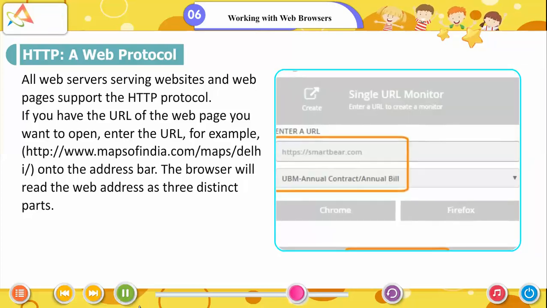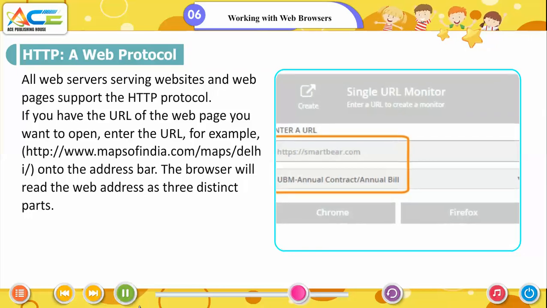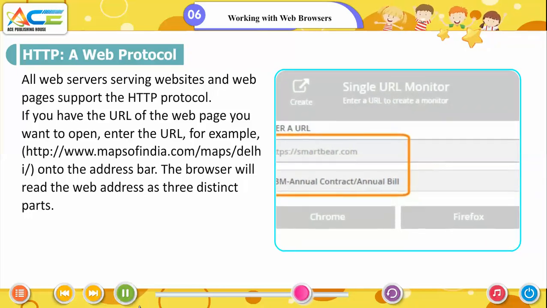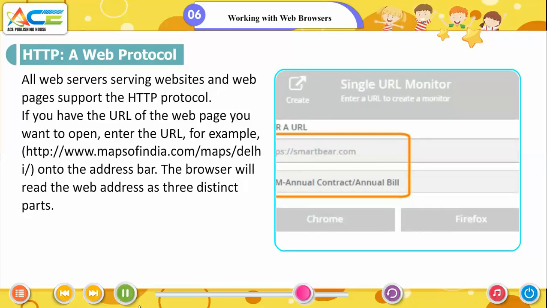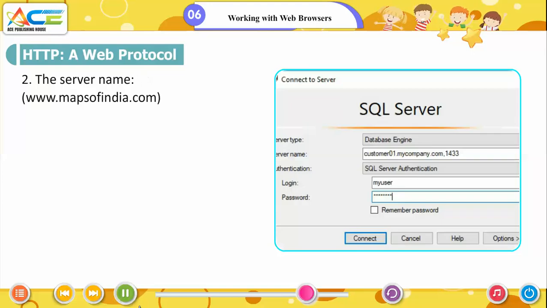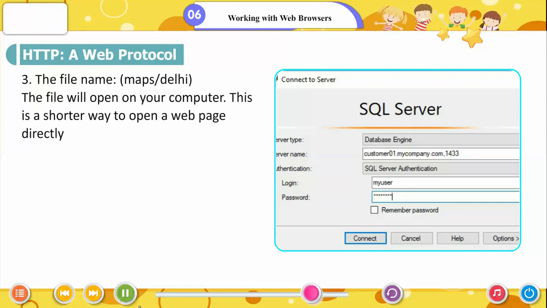If you have the URL of the web page you want to open, enter the URL into the address bar. The browser will read the web address as three distinct parts: the protocol, HTTP; the server name, for example www.mapsofindia.com; and the file name, maps/Delhi. The file will open on your computer. This is a shorter way to open a web page directly.